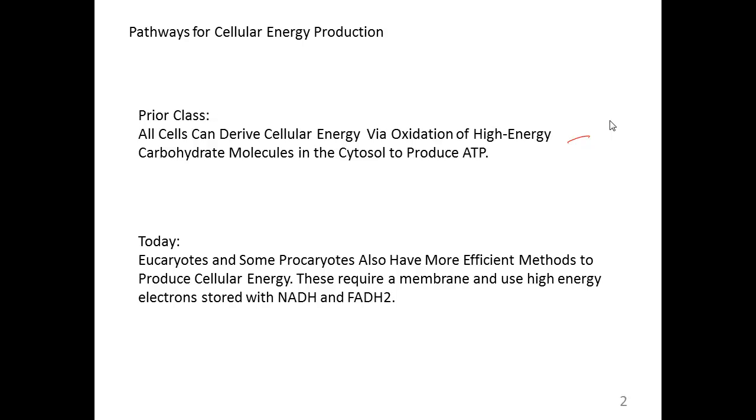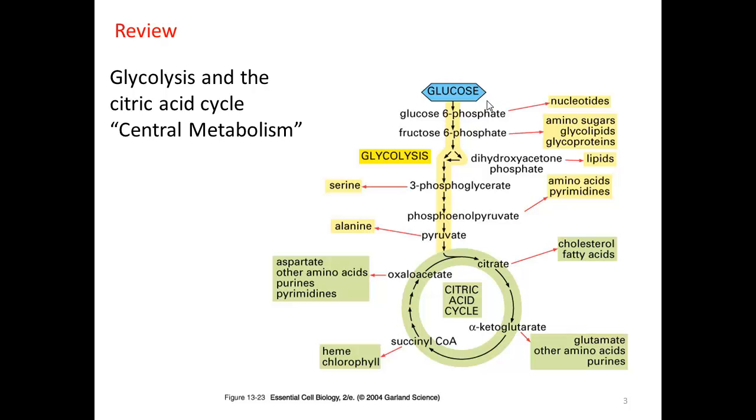and managed to obtain a small amount of ATP using substrate-level phosphorylation in an oxygen-independent manner. Today we're going to talk about the much more efficient mechanism of generating ATP, which utilizes oxygen, and that involves capturing high-energy electrons in the carrier molecules of NADH and FADH2, which then shuttles the electrons to the electron transport chain.